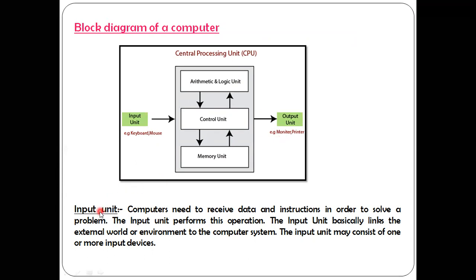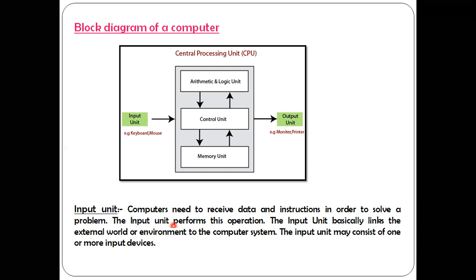So we'll go for the first one, that is input unit. Have a look at here. Input unit. Computers need to receive data and instructions. See, try to understand this sentence. Computers need to receive data and instructions in order to solve a given problem. In order to solve a given problem, computer require an input. The input unit performs this operation.